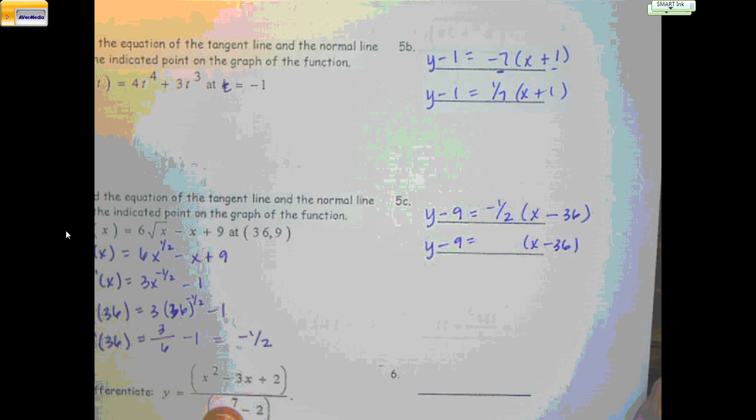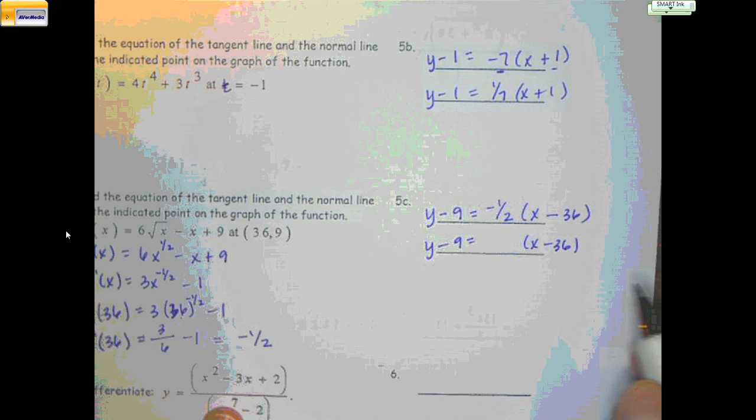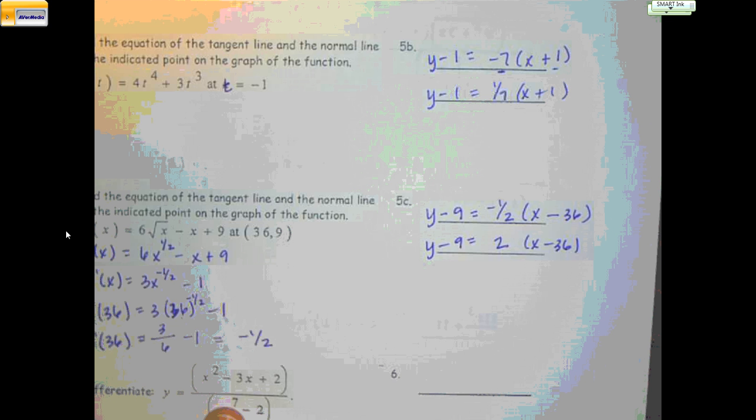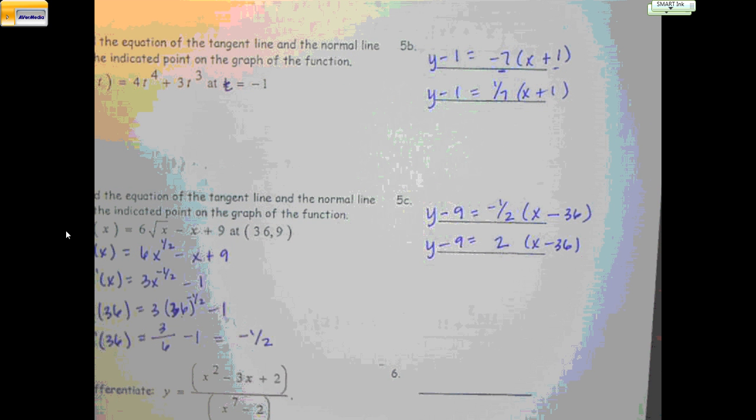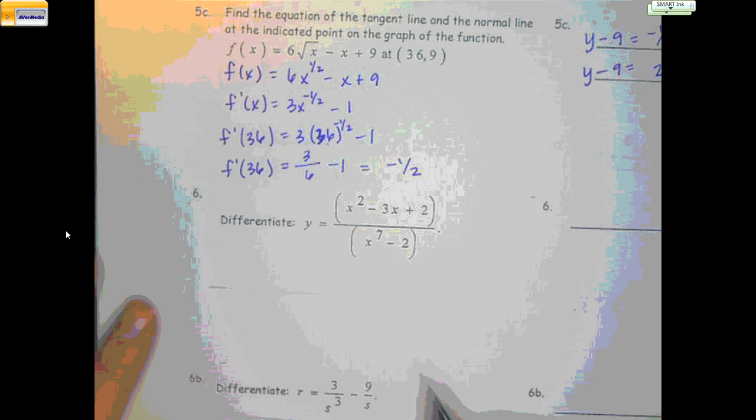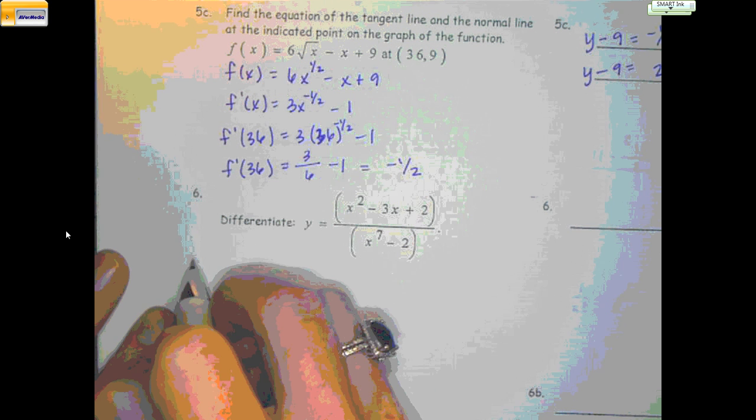What's our new slope? +2. Opposite reciprocal. Differentiate this guy right here. Alrighty. We're gonna have to use what?